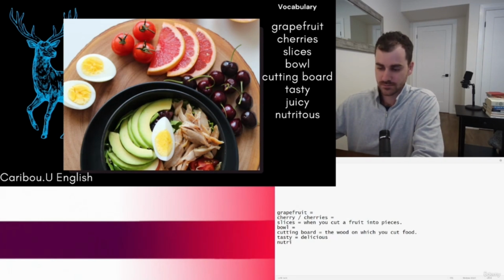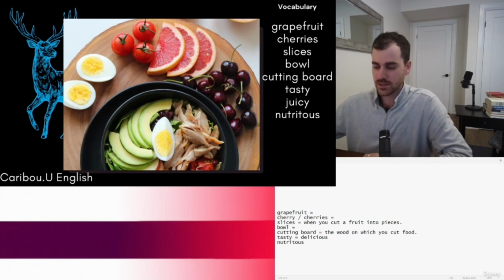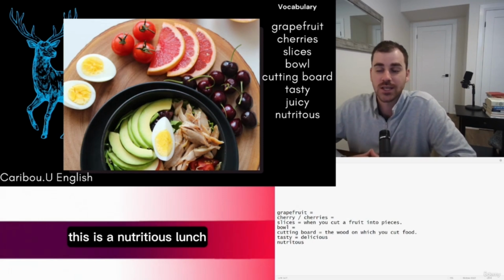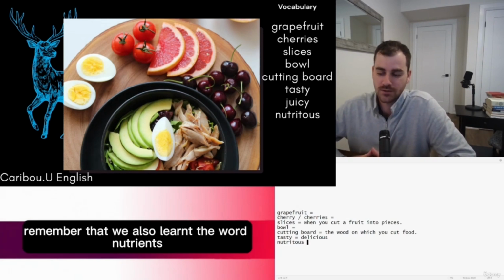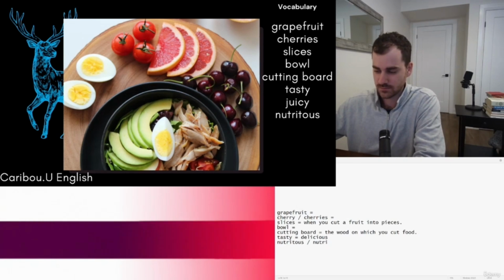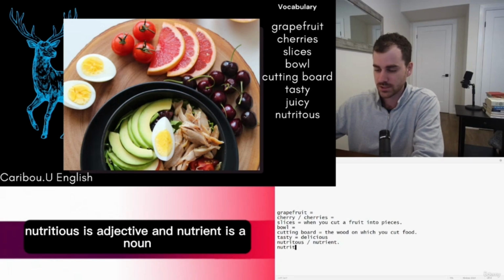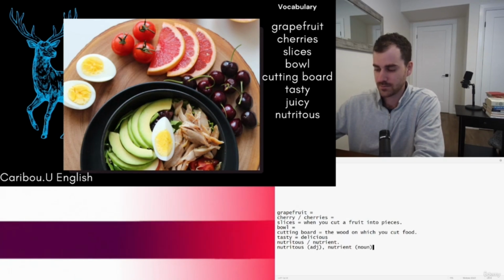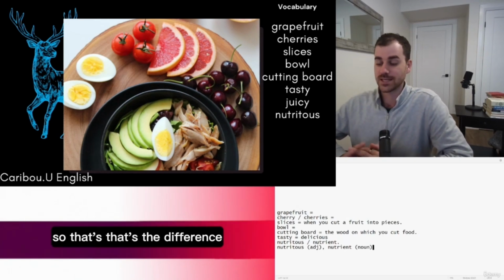Nutritious. This is a nutritious lunch. Remember that we also learned the word nutrients. What's the difference? Nutritious is an adjective, and nutrient is a noun. So that's the difference.